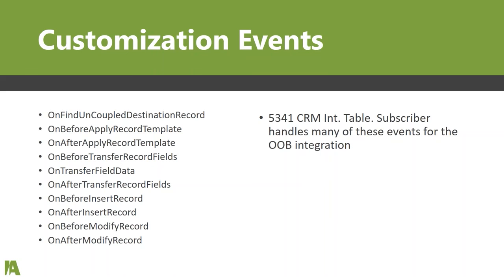The one on here that I didn't actually mess with, and I probably should have, wasn't in the walkthrough really, which is probably why I missed it. But OnTransferFieldData is an opportunity for you to say, in that setup, I want to map this field to this field, but maybe they don't share a data type, for example. So I need to do data type conversion. You can do it in your trigger there.